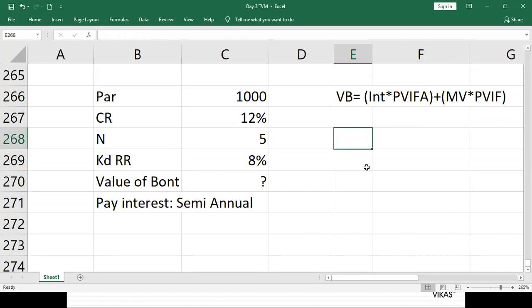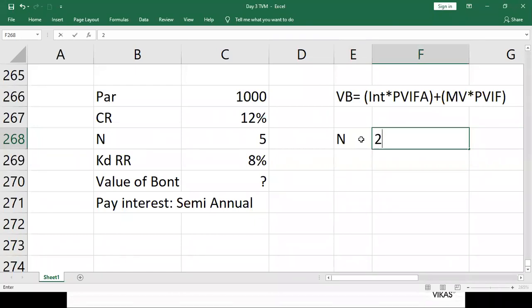How many times can you receive interest in a year? How many times will you receive interest? Two times. Yes, you will receive interest 2 times. Now N, well, you will receive interest 2 times.